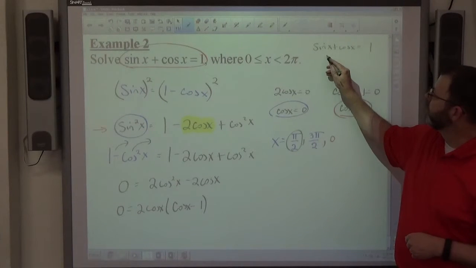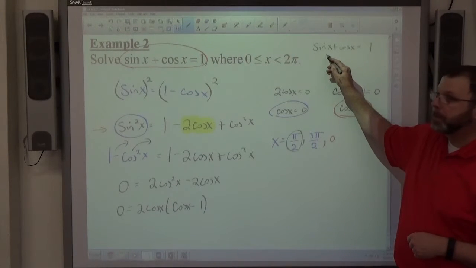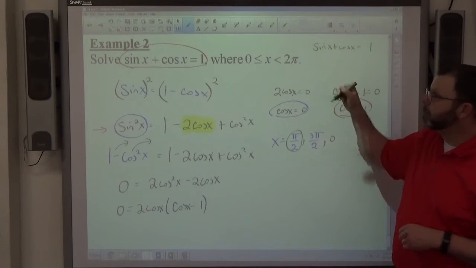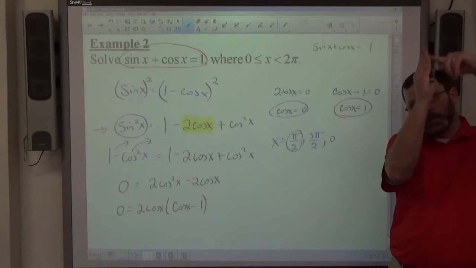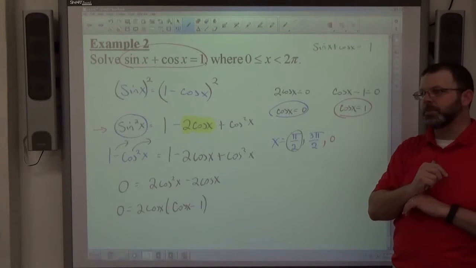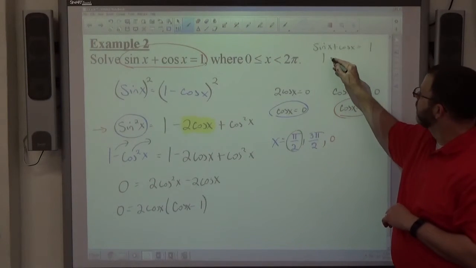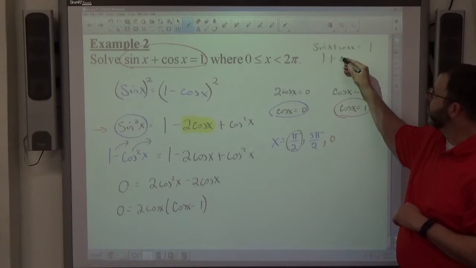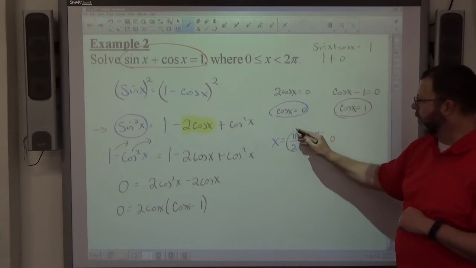Sine of pi over 2 is? Straight up? Sine's about y. Straight up would be what? 1. Cosine of pi over 2 is 0. 1 plus 0 equals 1 is true, right? So that one works out.